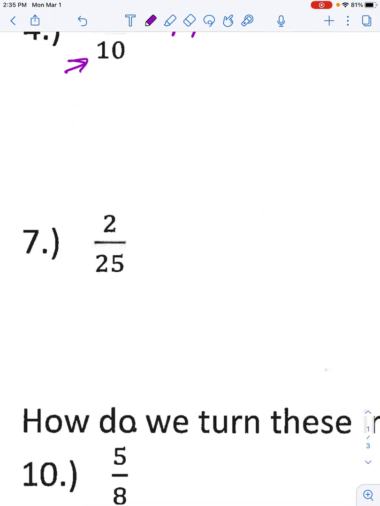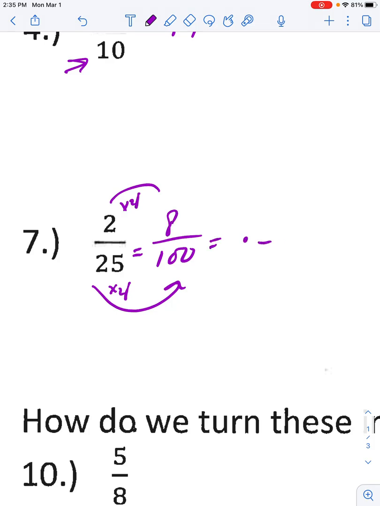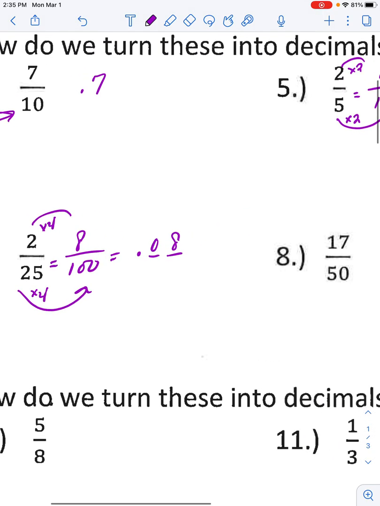Here's some more. 2/25. Again, I can make this one out of 100. Think quarters, multiply by 4 to get 8 hundredths. How do I write that? Tenths, hundredths. That would be 0.08.